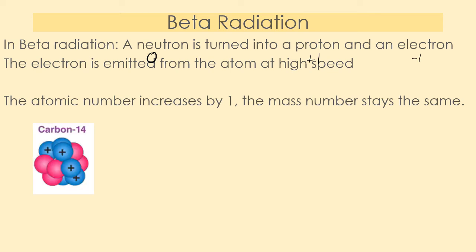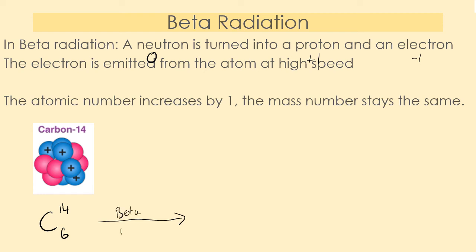So I've got here carbon 14. If we think about carbon 14 on our periodic table, it's got an atomic number of 6 and a mass number of 14. Now this is going to decay by beta decay. It's going to emit out an electron. Oh look, there it goes, a high speed electron, I've slowed it down for you. We've lost that electron, and that has now become something else.